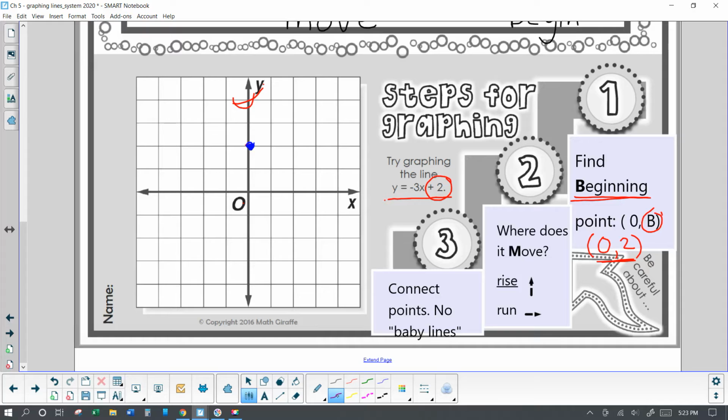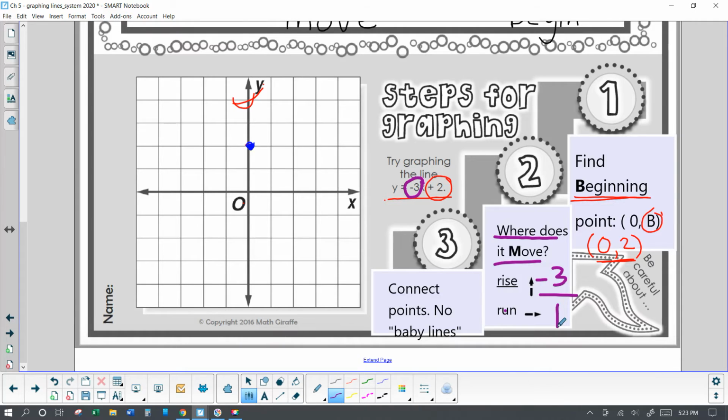So remember I said, where does it move? I said we're going to use the slope to figure out where it moves. And the slope is always a rise over a run. Here's my slope number, negative 3. So my rise is negative 3. If I have a whole number, my run is always going to be 1.